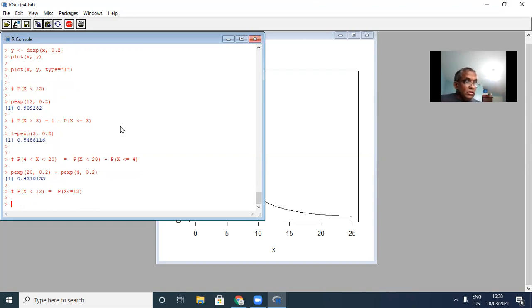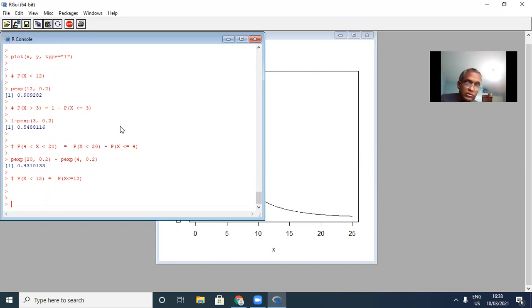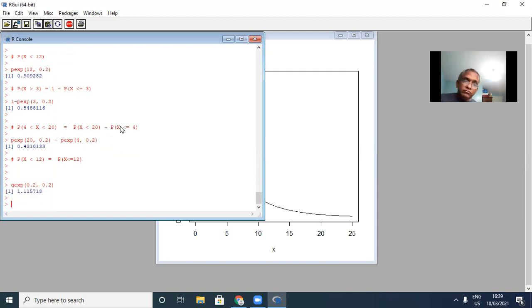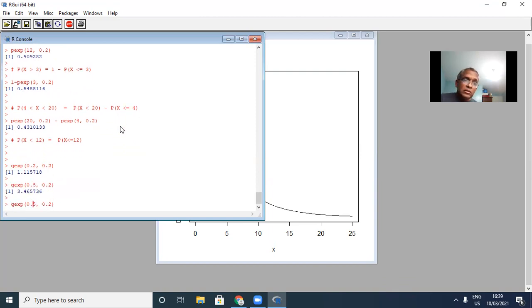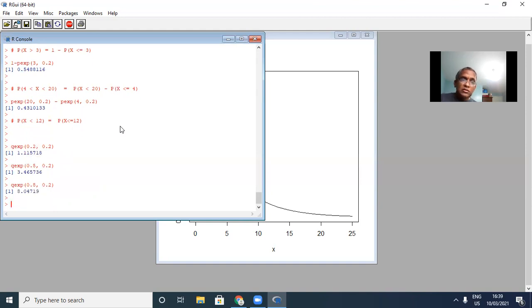All right, the next question is, let me see where it is. So this is question 3 I'm doing right now. Part 2 of question 3 is asking you for the 20th, 50th, and 80th percentiles. So to find the 20th percentile, you use the qexp command with 0.2 and parameter 0.2. So this is the 20th percentile. To find the 50th percentile, this is the 50th. To find the 80th percentile, it is this one.